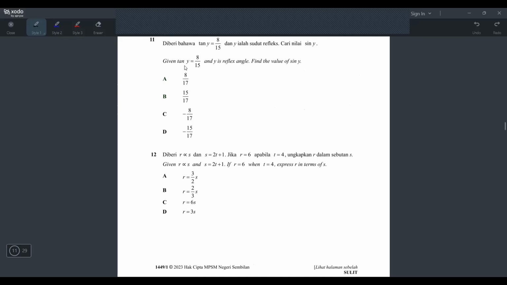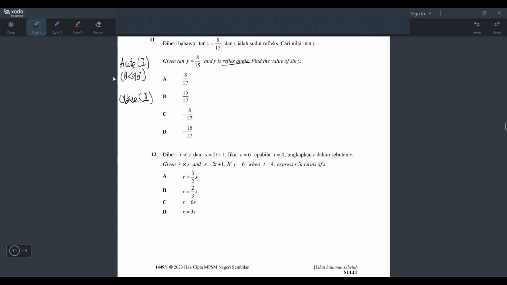Okay, number 11. Given tangent y equals 8 over 15, y is a reflex angle. Okay, what is a reflex angle? What is an acute angle? Acute angle means your angle is less than 90. It means it's definitely quadrant 1. That is acute. What about an obtuse angle? Obtuse angle is quadrant 2.